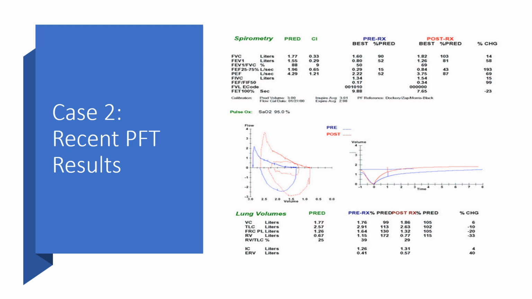The FEV1, by the way, which is less effort dependent than a peak flow, yields a 58% change. Pre, it was 52% predicted, post it's 81, significant. And then you have some of the others as well. The FEV1 to forced vital capacity, as well as some of the others, really show a notable response to bronchodilators regarding flows.